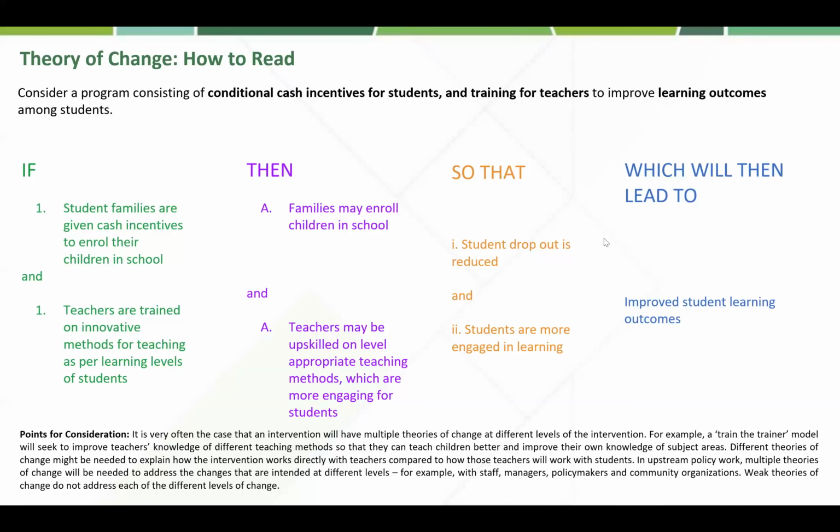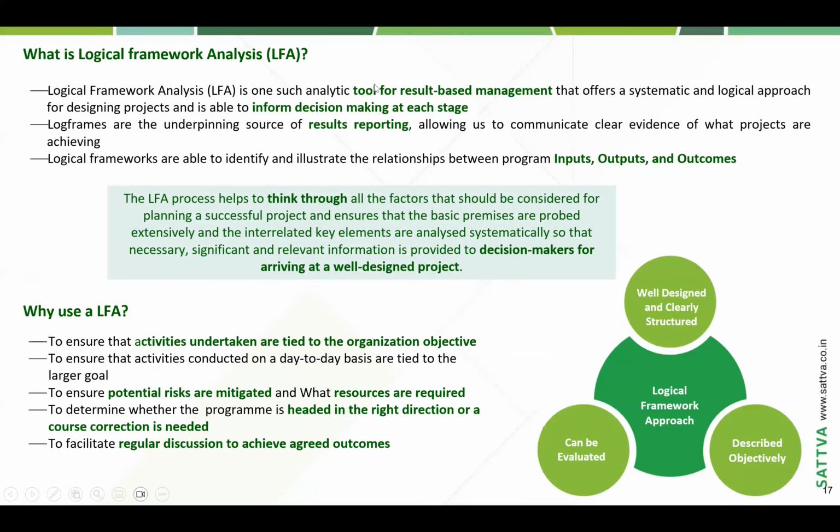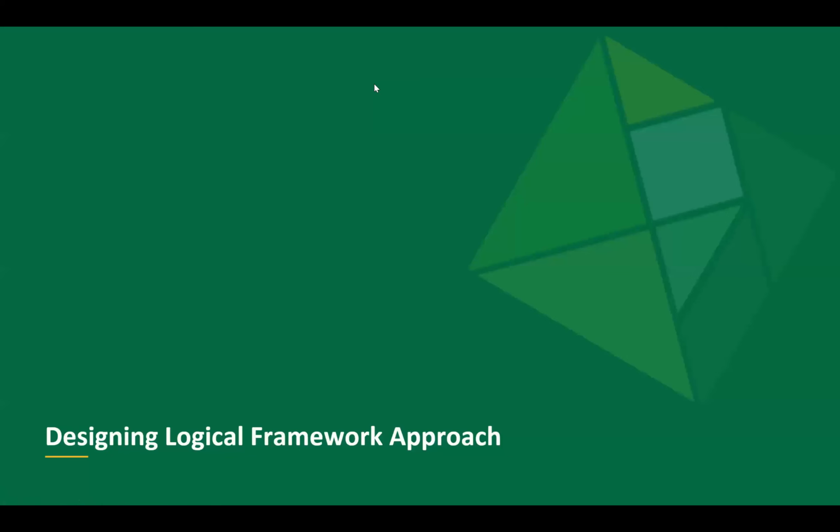So even if you want to improve the student learning outcomes, you can have n number of possible theories of change within your program to understand if it's actually in the logical direction or not. Okay. Is there any question till now? Otherwise, I will move to the logical framework. There are no additional questions as of now.